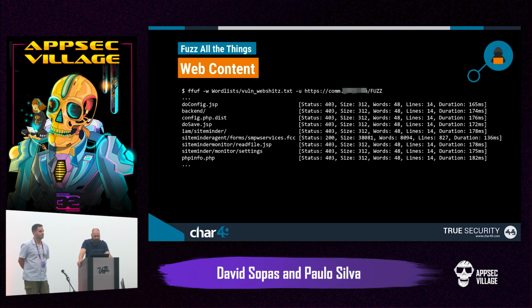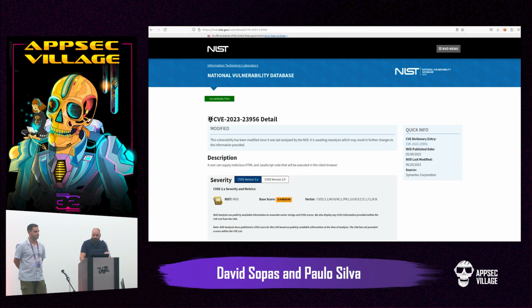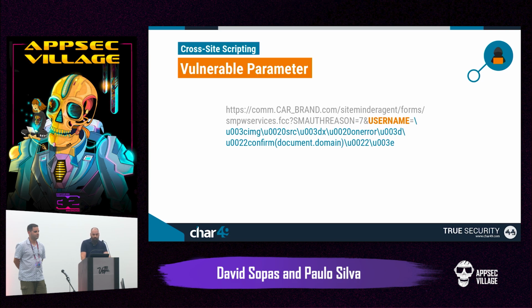And we found something called SiteMinder. We were not aware of what SiteMinder was, and we asked ChatGPT, or AI. You may be missing the AI buzzword. And ChatGPT told us it's a widely used access management and authentication solution developed by CA Technologies. Okay, so it's third-party software, but you have a domain pointing to it. So we did what this company was supposed to do. We checked for CVEs. One of them was a cross-site scripting on SiteMinder.